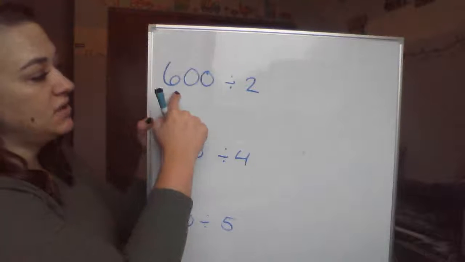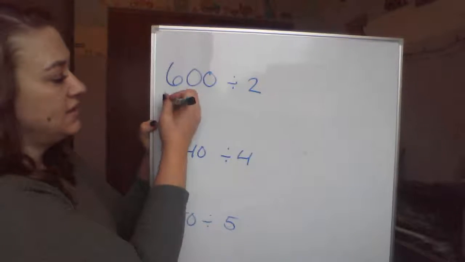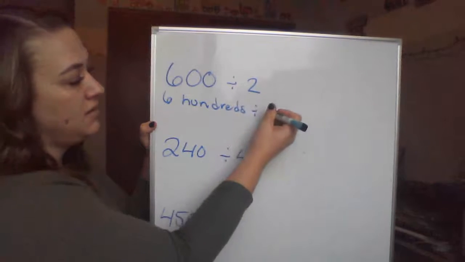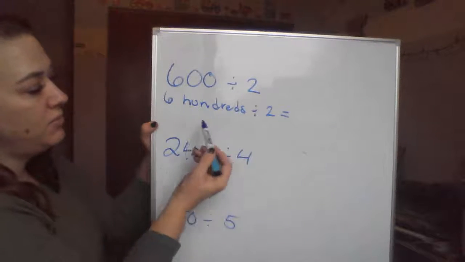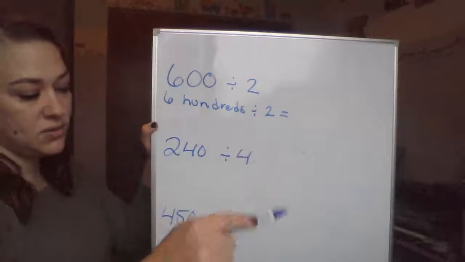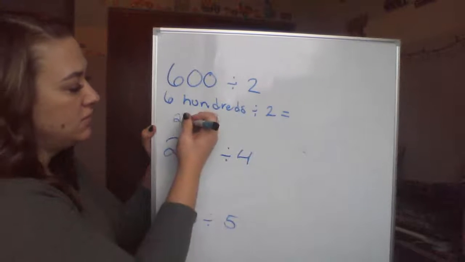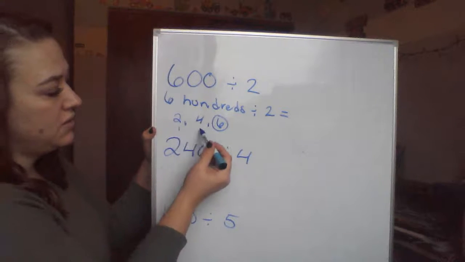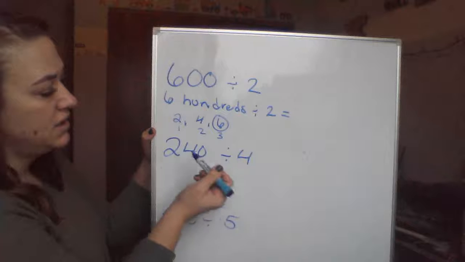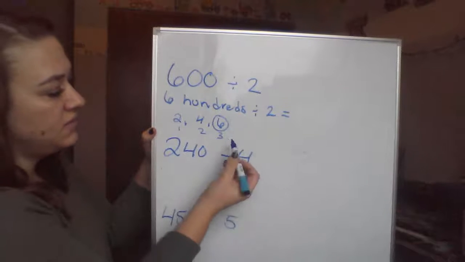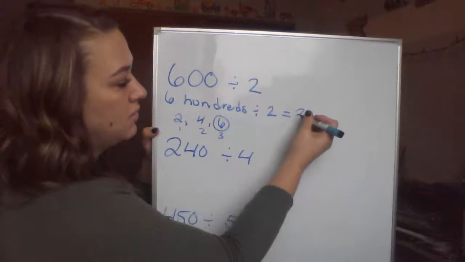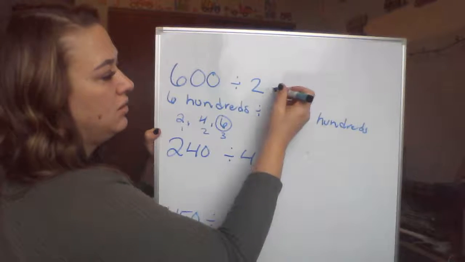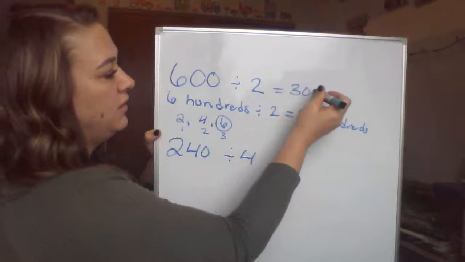Okay, so 600 divided by 2. I'm going to rewrite that as 6 hundreds divided by 2. Okay, so how many groups of 2 can I make if I have 6? Well, you can skip count by 2s. 2, 4, 6. How many were we able to make? 1, 2, 3. So 6 hundreds divided by 2 is going to give me 3 hundreds. Standard form would be 300.